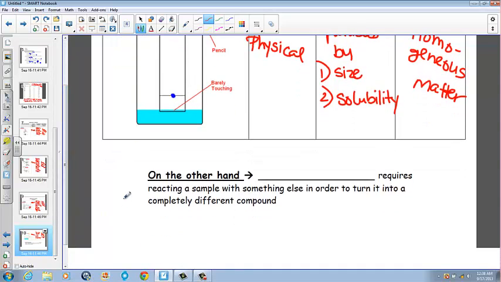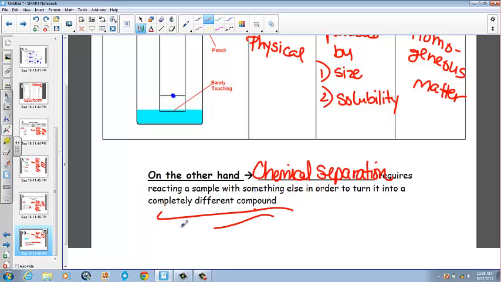On the other hand, chemical separation requires reacting a sample with something else in order to turn it into a completely different compound. For instance, we have NaCl. In order to separate this, because it's a compound, it has to be chemically separated. So we would have to react this with an acid, in order for this to break apart.